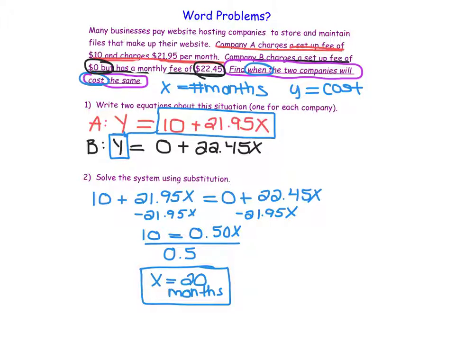So now, if I want to find out what that cost is, what I can do is I can take the 20 months, I can substitute it back into either of these situations.